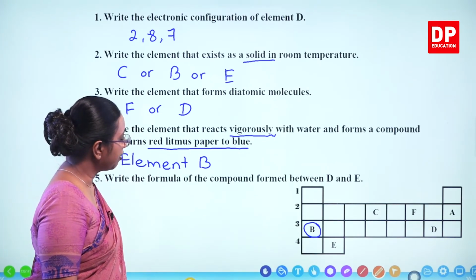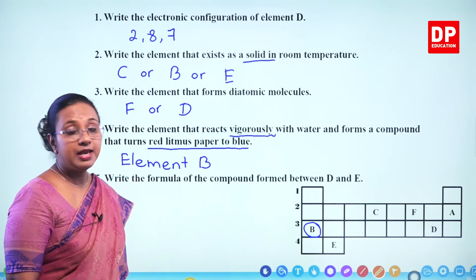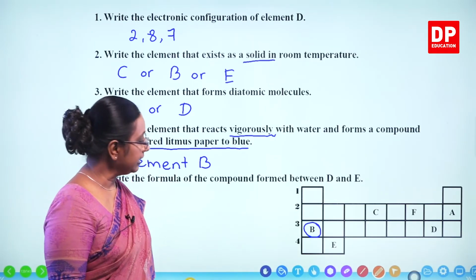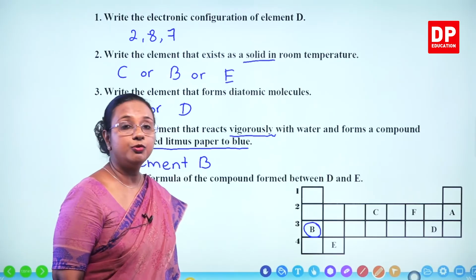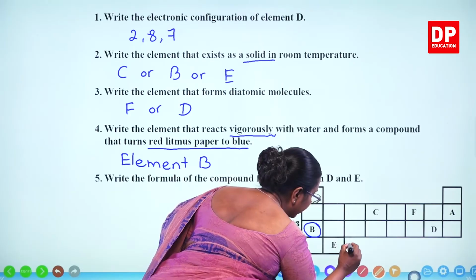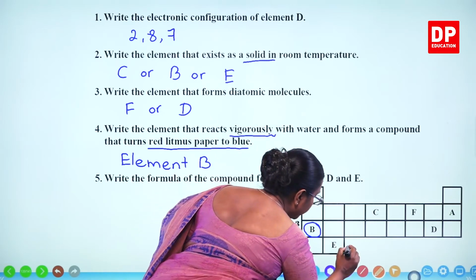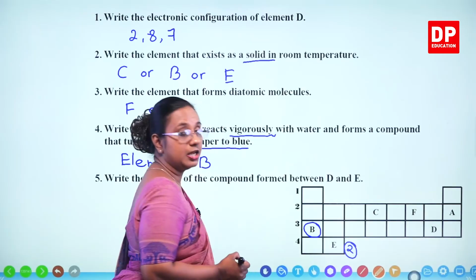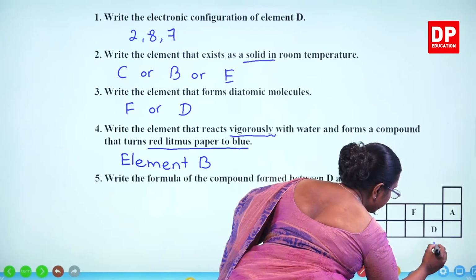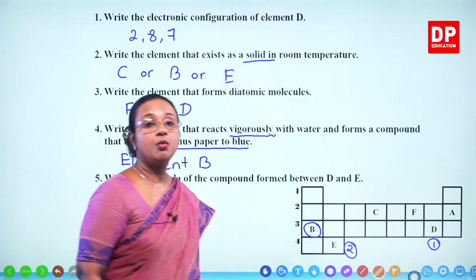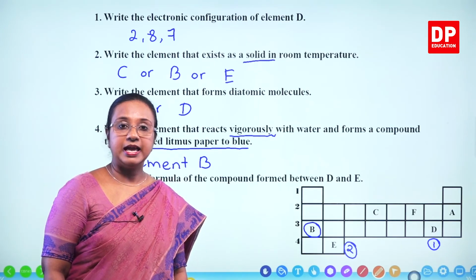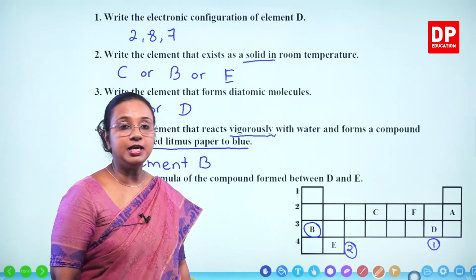Write the formula of the compound formed between D and E. So as I said before, D and E, we know the groups. You can see it from the periodic table. E is a metal and it belongs to group 2. Therefore, the valency will be 2. And D, as you can see, belongs to group 7. So, the valency is 1. Group number is subtracted from 8. 8 minus 7, valency 1.